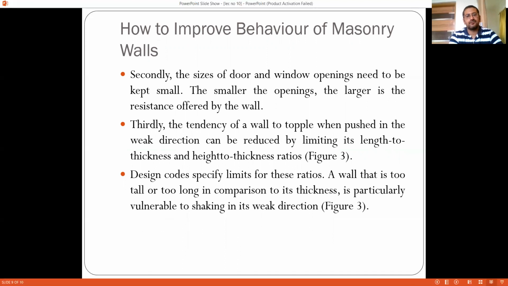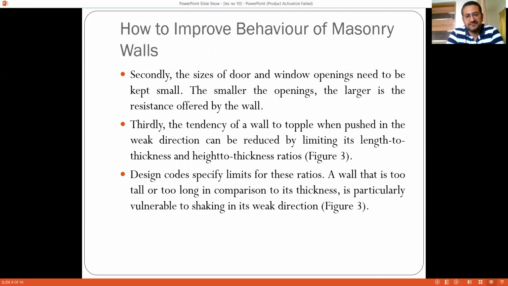Thirdly, the tendency of a wall to topple when pushed in the weak direction can be reduced by limiting its length to thickness or height to thickness ratio. That is, the aspect ratio can be reduced. Right. So what we can do is, if the length of the wall is too much, then we can introduce a cross wall in between, which will help us reduce the length of the wall in the weak direction, and as a result it will also act as a support.